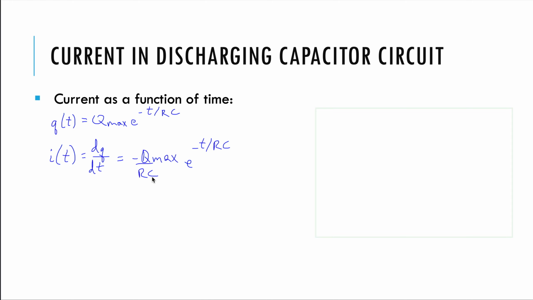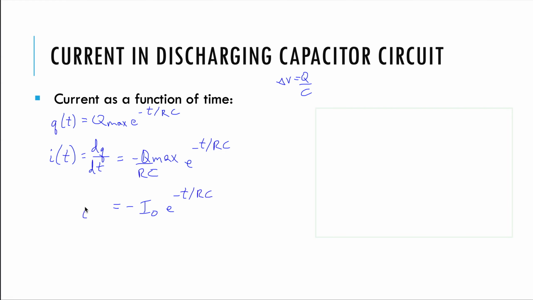Now Q max over C, if you think about it, is the maximum voltage across the capacitor, right? When the capacitor has its maximum charge, we have delta V equals Q over C. So that is the max voltage, which is V naught. And then V naught divided by R is just I naught, the maximum current. So we can also write this as negative I naught times e to the negative t over RC.